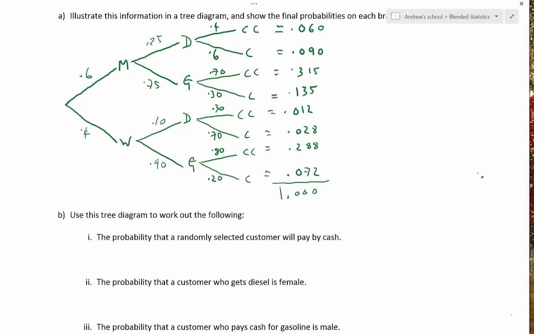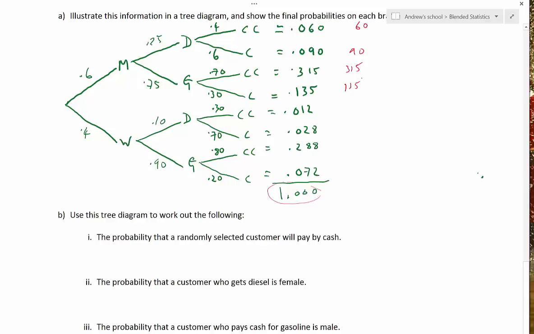Another way of thinking about it is, instead of adding up to 1, we can think of it as adding up to 1,000. And of the 1,000 people who turn up, 60 of them are a male who buys diesel with a credit card, 90 of them are males who buy diesel with cash, 315 of them are males who buy gasoline with a credit card, and so on. And it's a lot more intuitive, I think, in a lot of cases.